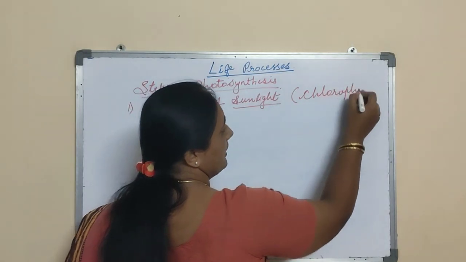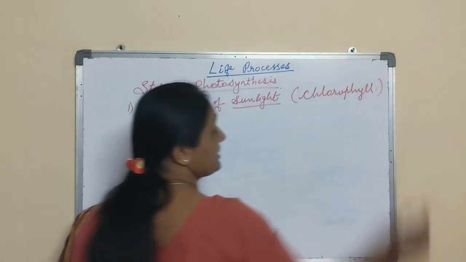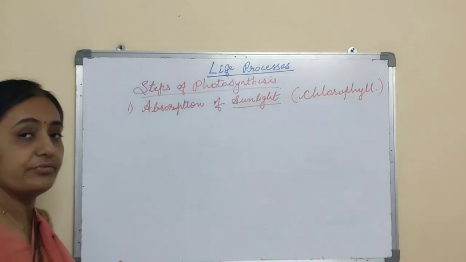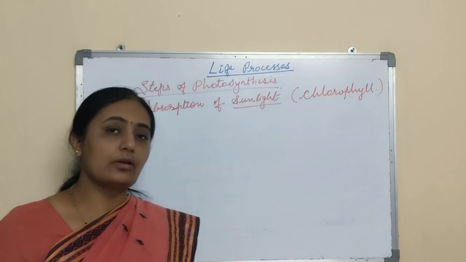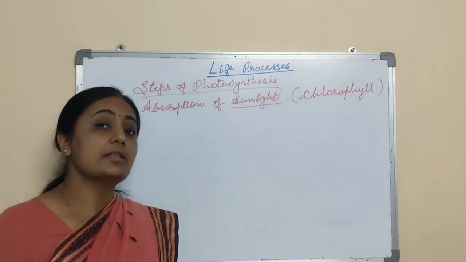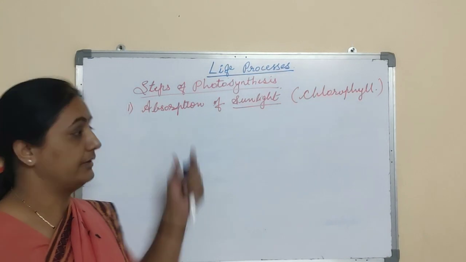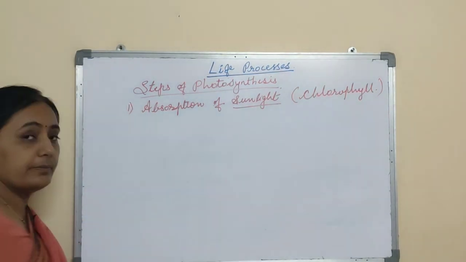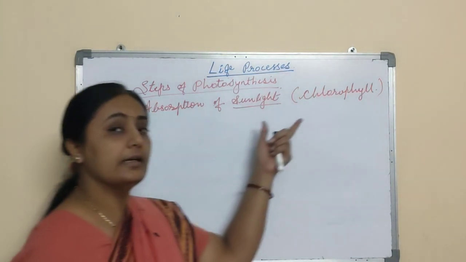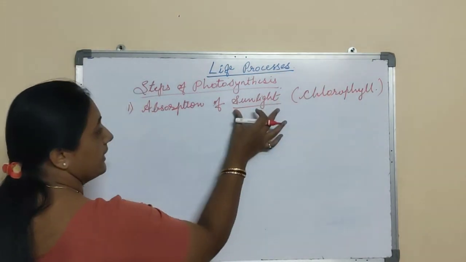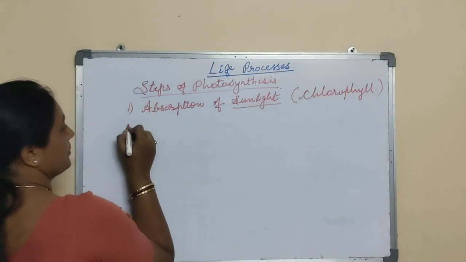This chlorophyll is a pigment which is essential for the process of photosynthesis. There are different types of chlorophyll. Chlorophyll A, chlorophyll B, chlorophyll C, xanthophyll, carotenoid, several pigments are present in plants. So chlorophyll is the basic pigment and it provides green color to leaves. And chlorophyll absorbs light energy, that is the sunlight.